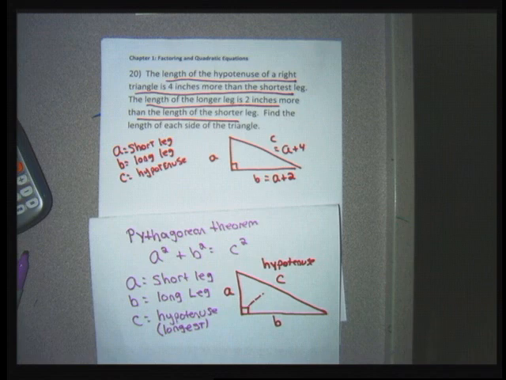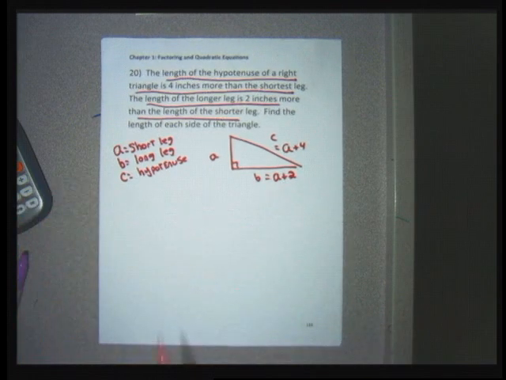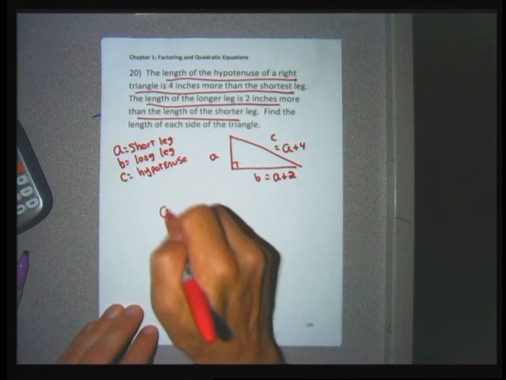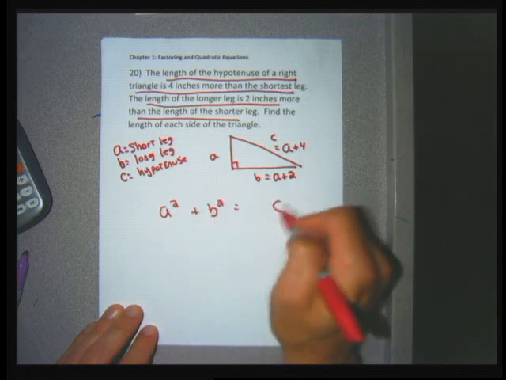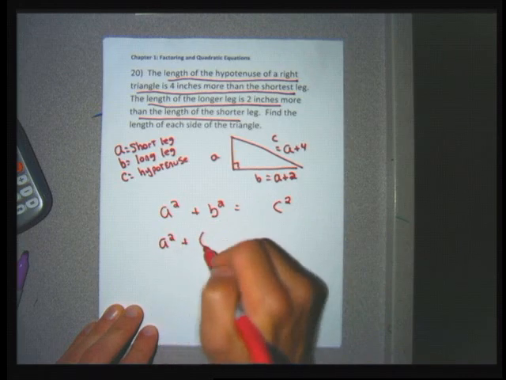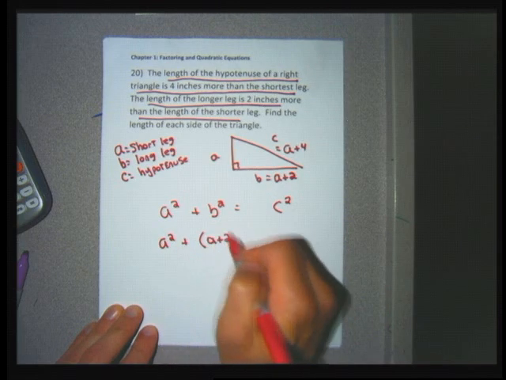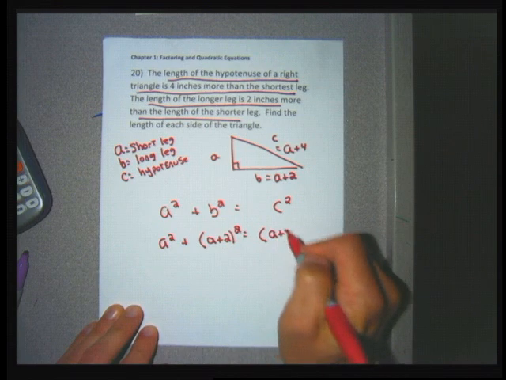Done with the first two sentences means I must be able to get my equation now, because now I need to find the length of each side. And so I'm going to use the formula A squared plus B squared equals C squared. But I need to fix it up. So I'm going to use A squared plus B squared equals C squared. But instead of B, I'm going to put A plus 2. Awful. And instead of C, I'm going to put A plus 4.